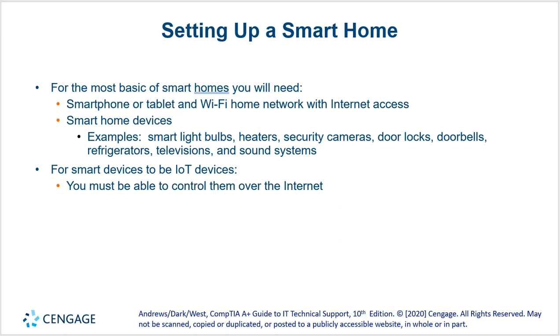All right, so for the most basic of smart homes, you will need a smartphone or a tablet, Wi-Fi with internet access, and smart home devices, so light bulbs, and you can change the color of the light bulb. Let's say your light switch is at the other end of the hallway and you're scared of the dark. You can then use your phone to turn on your smart light bulb and walk in the light in the middle of the night if you need to.